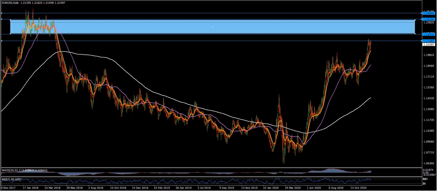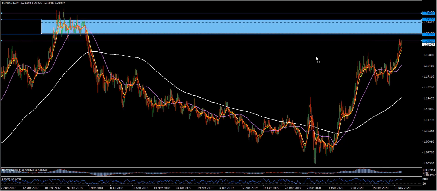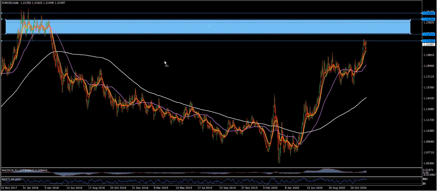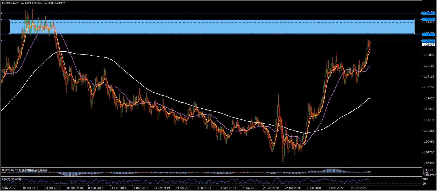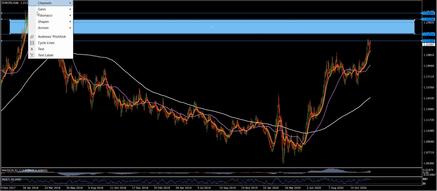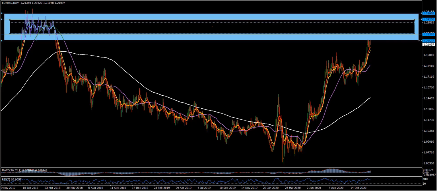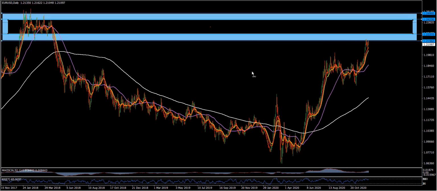I already changed the color. Yes, we will also make another support and resistance area. Here we can see that in this zone, this is a strong support and resistance point. Our EURUSD chart is trying to go with this area.